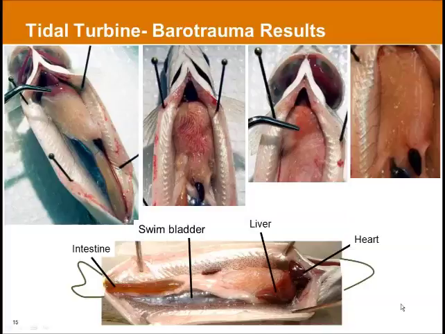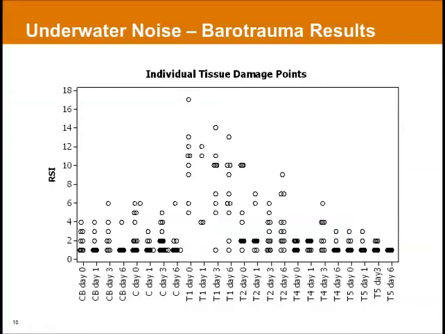So top left, the probe is pointing to the liver, and it's actually pointing to a hemorrhaging liver, which is one of the more severe injuries that we're seeing. Then next to that we have the second picture. We have a pyloric ceca, those little fingers. Those are actually hemorrhaging. And let's go ahead to the next slide. We're almost done here.